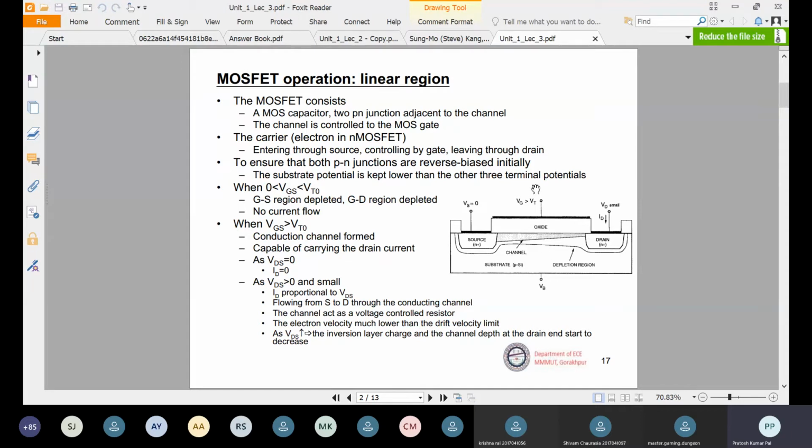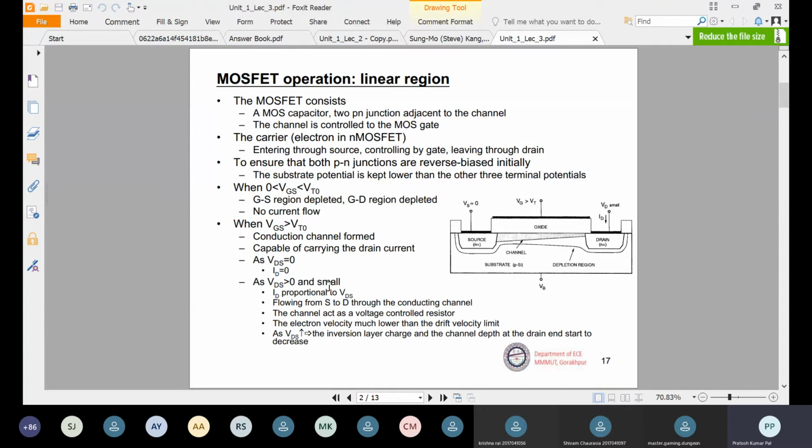Once we have controlled the channel formation, we will be varying the drain voltage. Based on whatever drain voltage is applied, we will analyze the current. Once we increase the drain voltage from 0 to a small value, ID will be proportional to VDS. The current will flow from source to drain through the conducting channel, and the channel acts as a voltage controlled resistor.